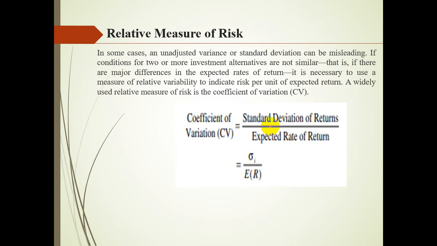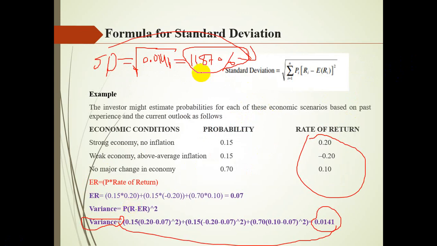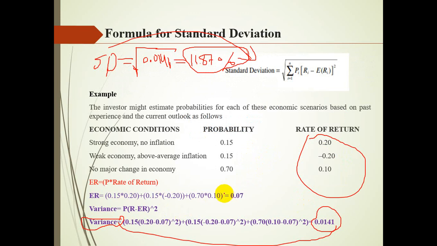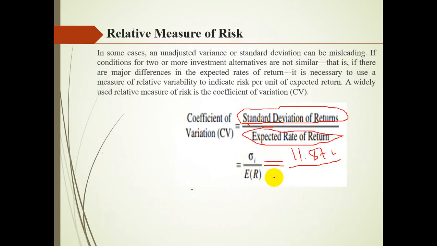In the coefficient of variance you will measure the expected return per unit based on the risk which you have. So for that, the formula is: coefficient of variance is equal to standard deviation divided by expected return, right? So what is my standard deviation here? Standard deviation is 11.87%. So I will write down my coefficient, which has this symbol here, equal to standard deviation, 11.87% divided by how much? My expected return is how much? 0.07, right?